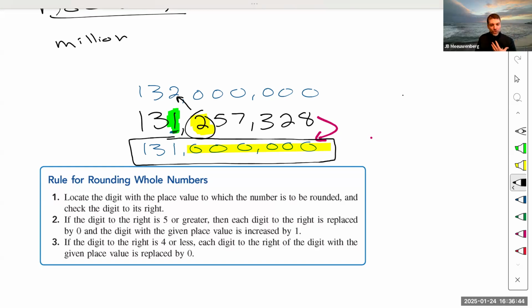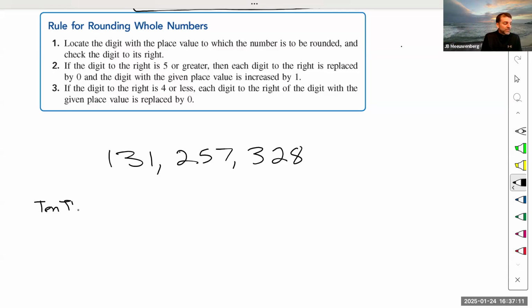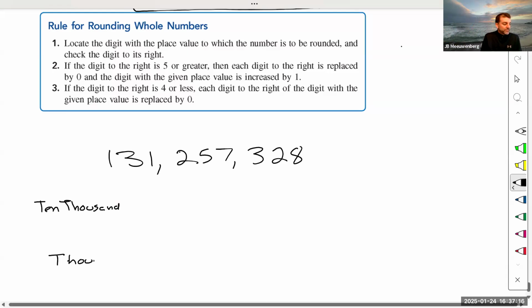So just, again, a little check to test your own rounding skill. We're going to take the same number, 131,257,328. I said the word and, I don't say the word and, 328. What I want you to do is round it to the nearest 10,000, and then round it to the nearest 1,000. So go ahead and pause the video and do both of those roundings for me.